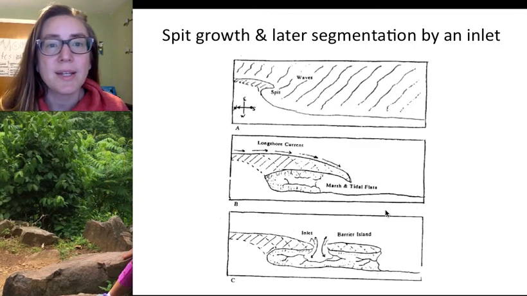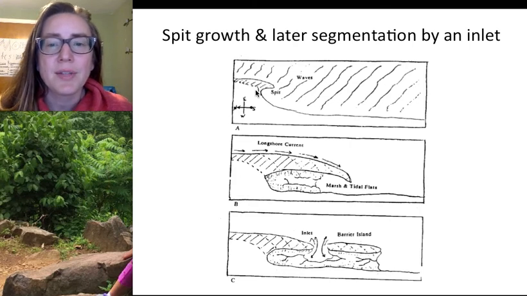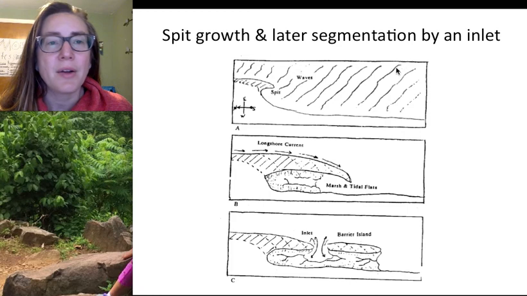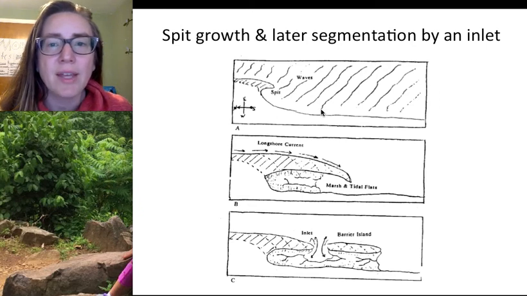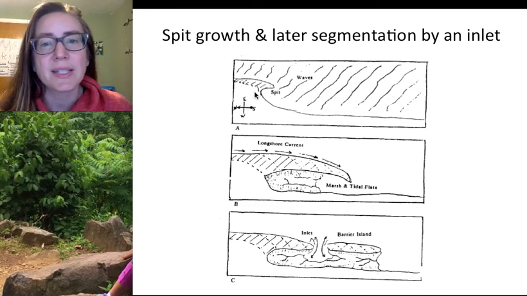And then the third one is the spit growth and later segmentation by an inlet. So there is a longshore current that is going to form this spit growth. As you have these prevailing winds, they are going to bring with them energy that's going to take a little bit of sand from this area. And then because of gravity, it is going to bring it back out and move it on until you have the end of that island or the end of that landmass, and it's going to form this little spit.